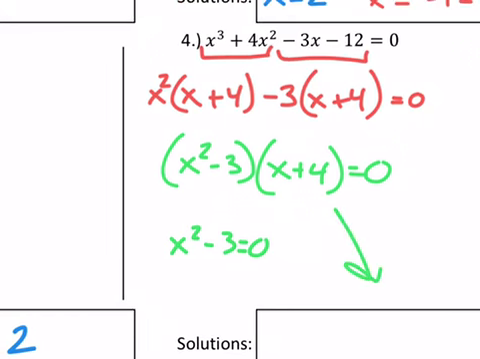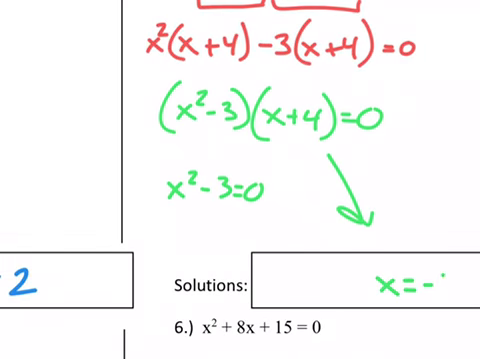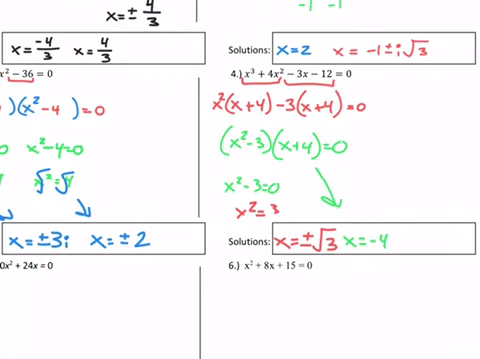This one solves out easily to get us x is equal to negative 4. This one here, once we add the 3, we have x squared is equal to 3. Square root both sides to get plus or minus square root of 3.